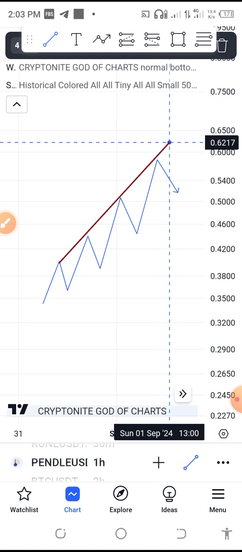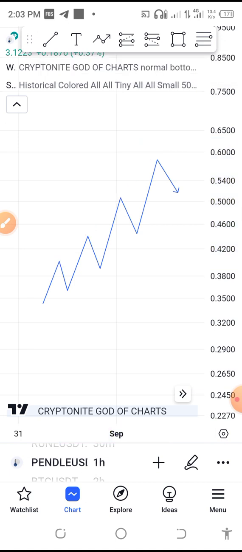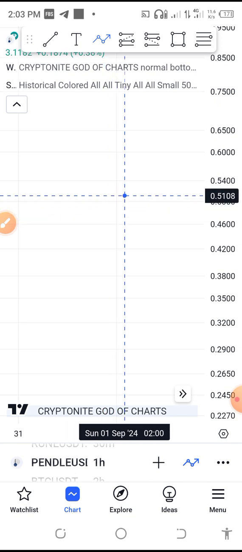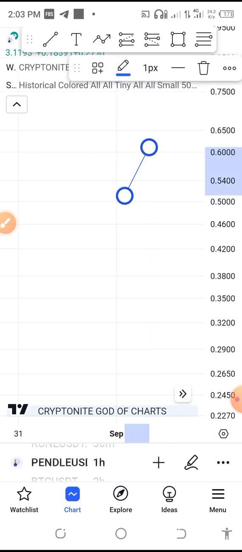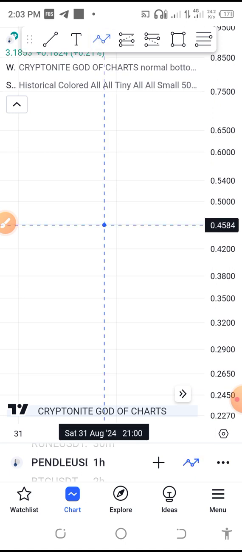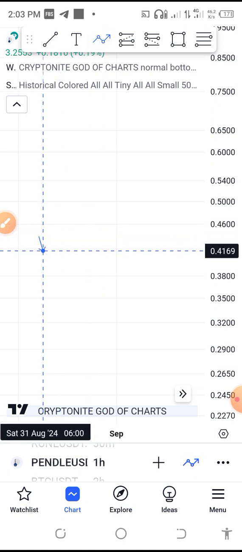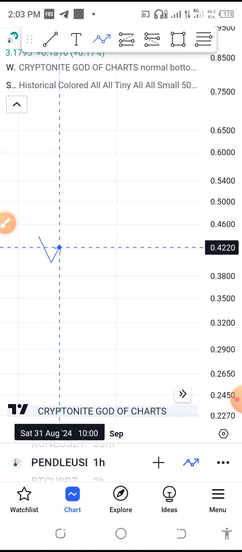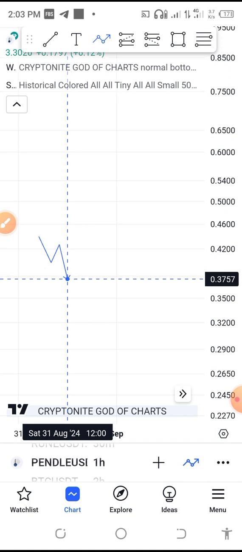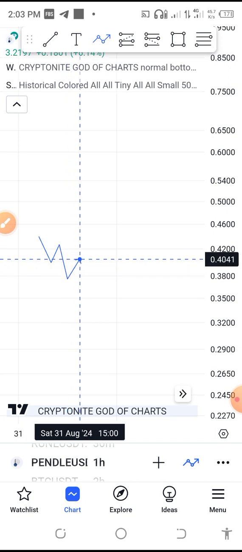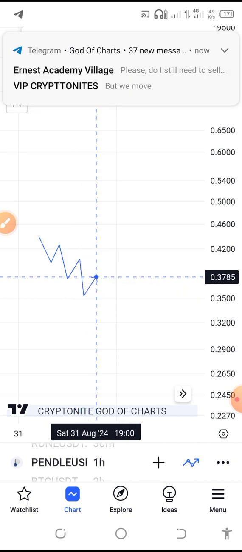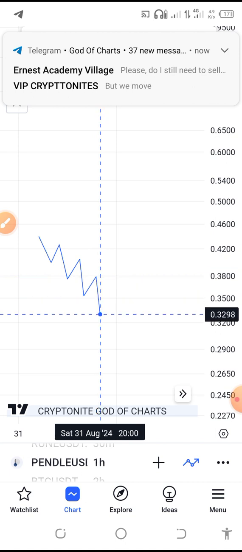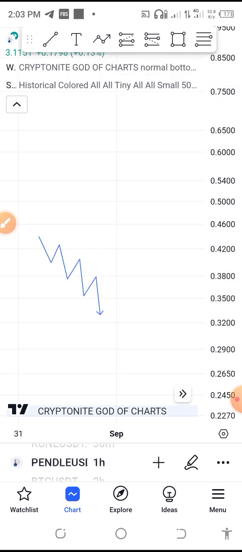Let us delve into the downtrend aspect of it. Let me delete this. Now for a downtrend, let's start from here. Price comes here, moves up a bit and comes back down, moves up a bit and comes back down. So this is now a downtrend.